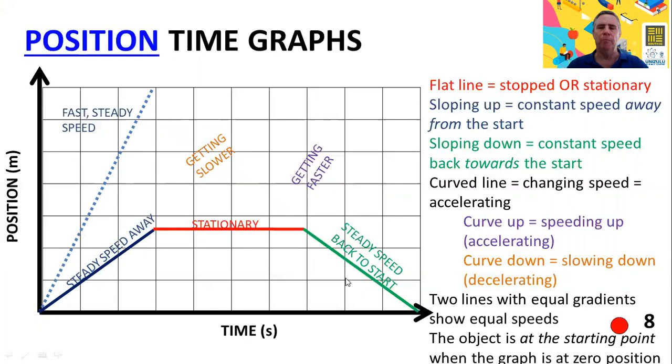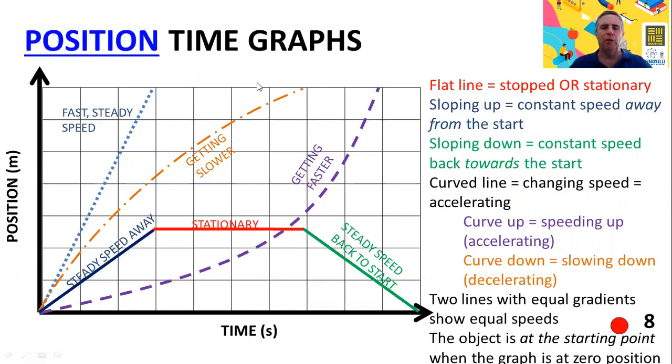The green line here is a constant speed back towards the start, so it has a negative gradient. If the line is curved, it tells you that the speed is changing and there is acceleration taking place. If it is curved up, like this purple line, then the object is accelerating, it's getting faster, and the velocity is increasing. If it's curved down, like this orange line, the object is slowing down or decelerating. Even though the velocity is decreasing, please remember that this object is still traveling away from where it started. So the position is still increasing. Remember, if lines have equal gradients, they show equal speeds.